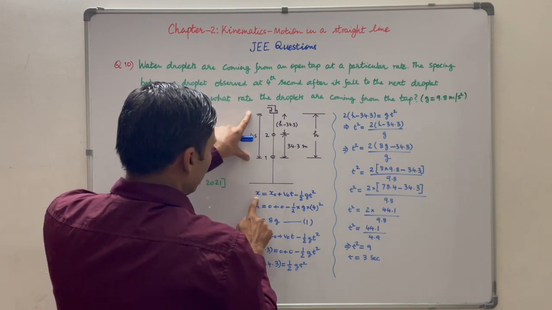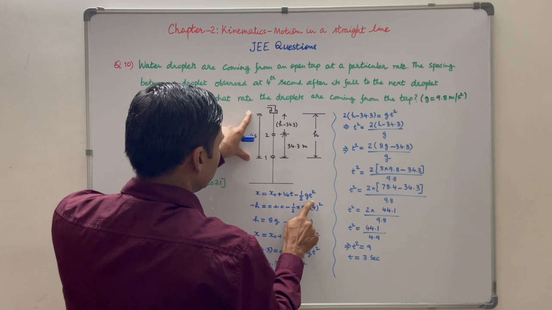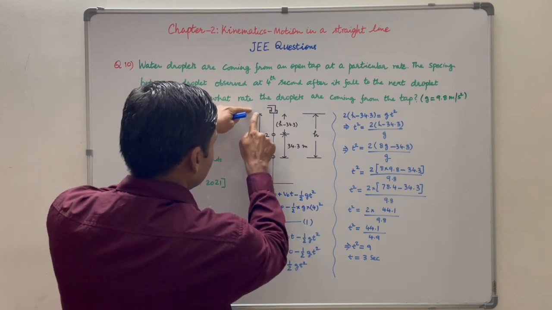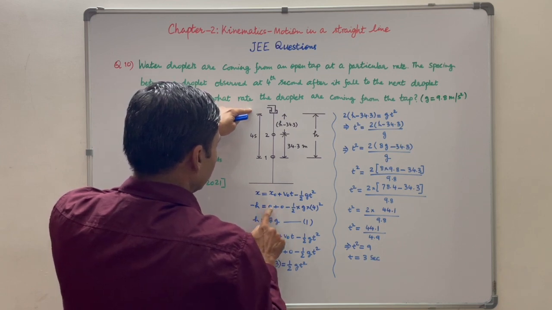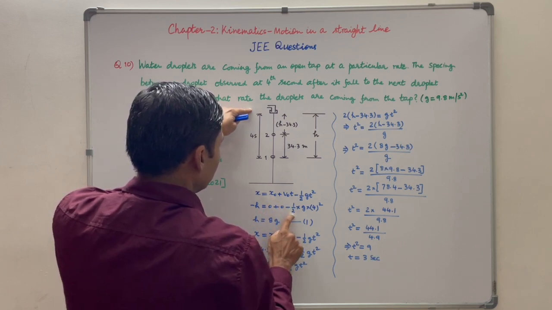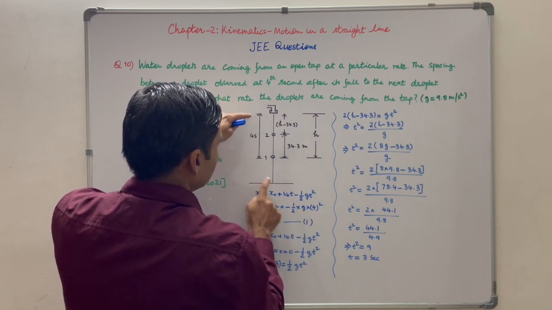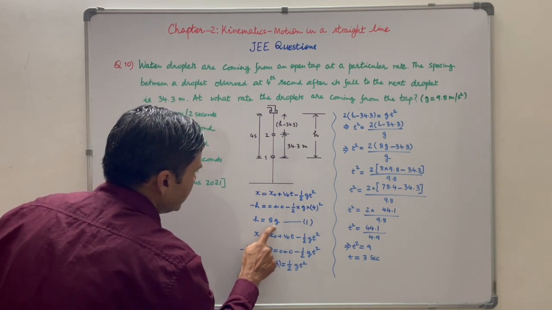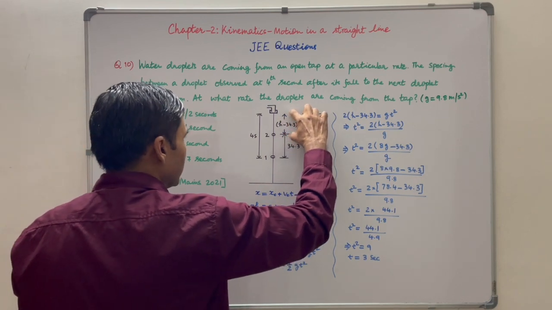Using this formula, x = x0 + v0t - 1/2 g t². So x is equal to minus h as the droplet is coming down. So x is minus h, x0 is 0, v0 is 0, minus 1/2 g into t. t is given as 4 seconds. So 4 square. h comes out to be equal to 8g. This is the first equation.